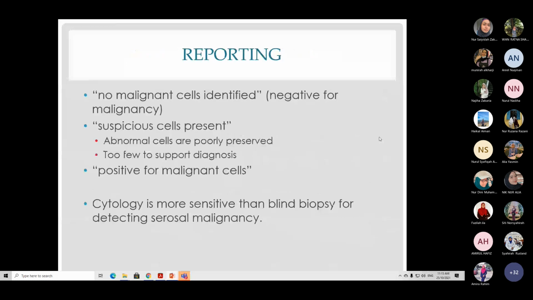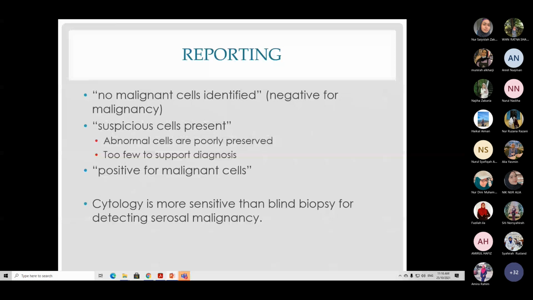Alright, so how are you going to report the outcome or the result from your stained slide? Because if you have a chance to work in the cytology lab, you will be the cytology officer, where you will be assigned to do the reporting, and your report will be sent to the pathologist to confirm whether your reporting is right or wrong. Okay, so what are you going to report?